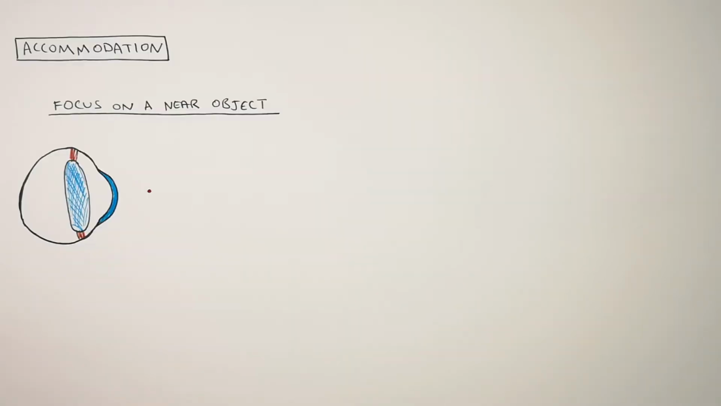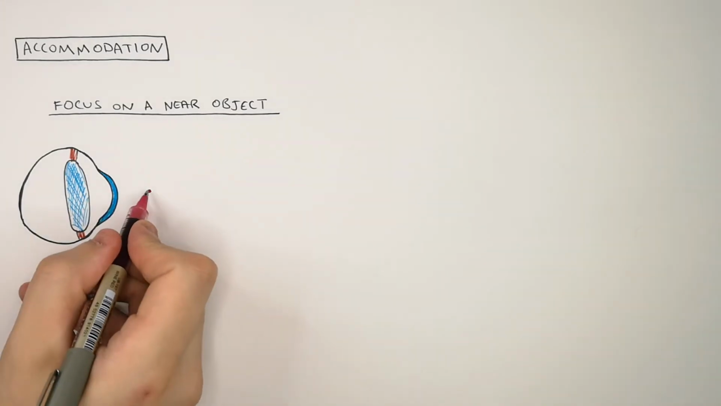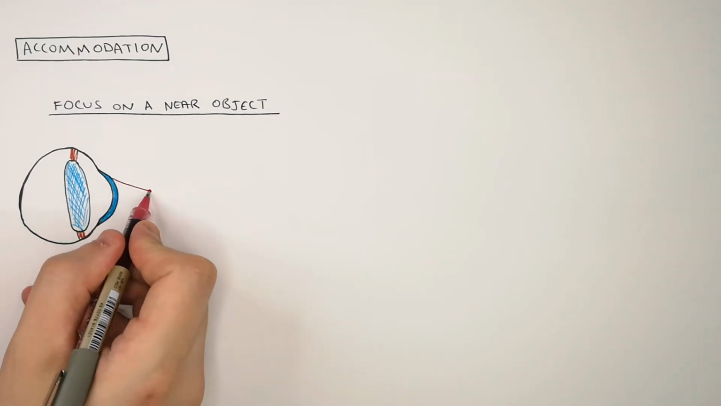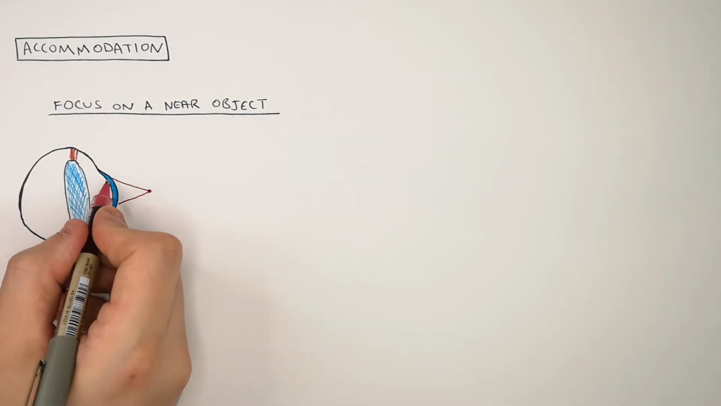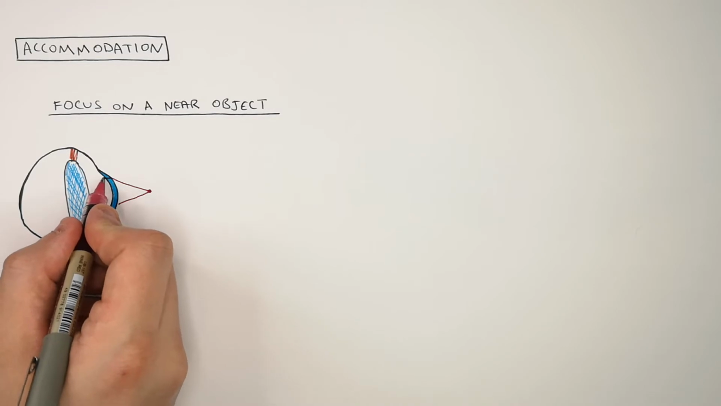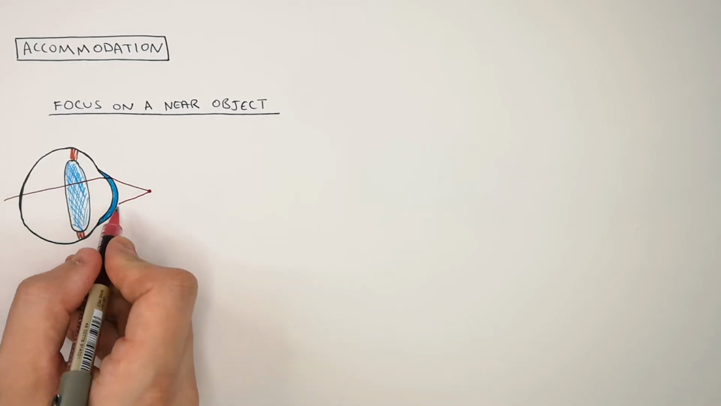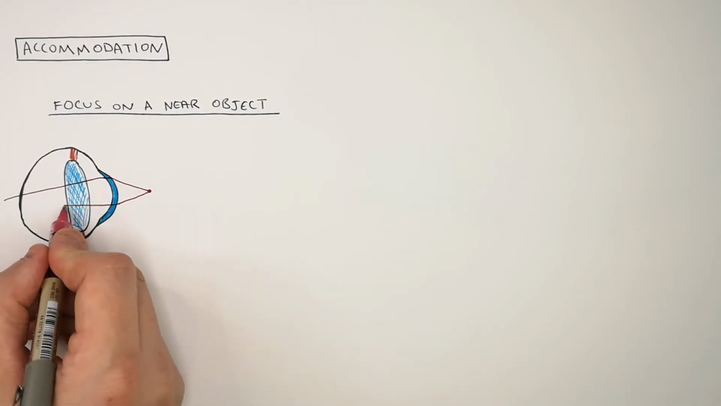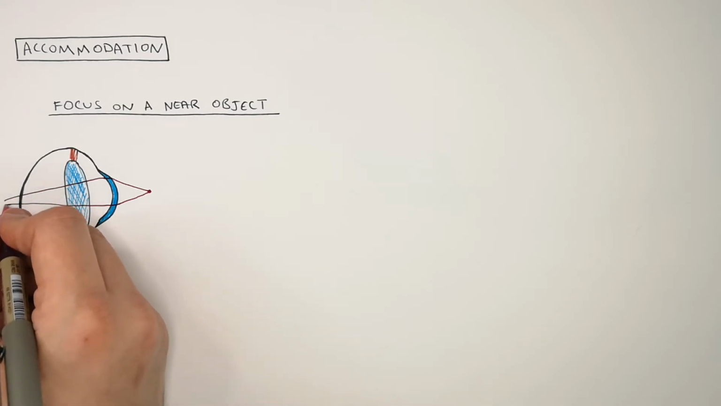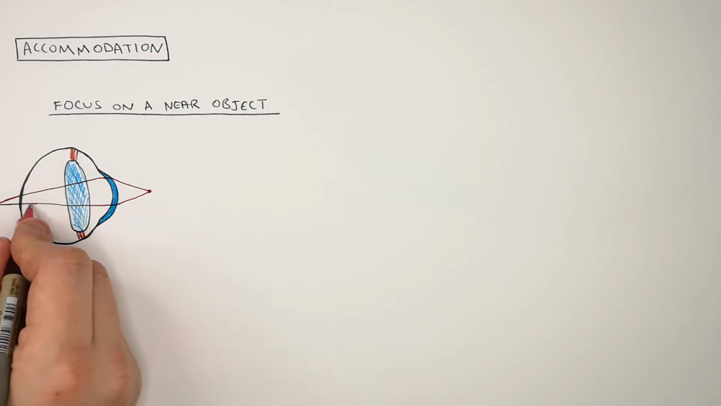In this video, we're going to talk about accommodation. And in this part of the video, we're going to look at how the eye can focus on near objects. If the lens is too thin and narrow, the light that enters the eye, that is refracted by the cornea, will not be focused enough by the lens. So the light is going to be focused behind the retina, leading to a blurry image.